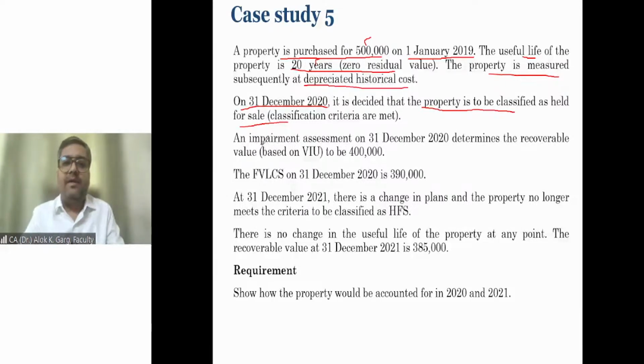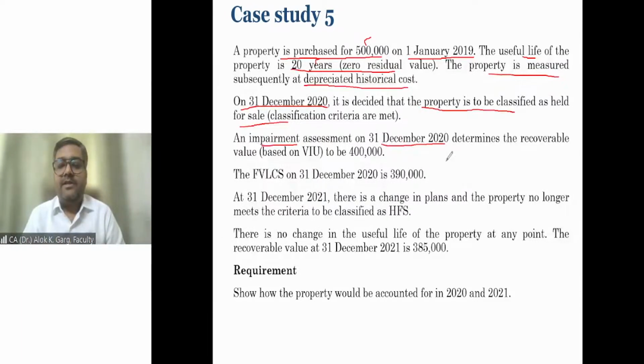An impairment assessment on 31st December 20. On 31st December 20, there is an impairment assessment also, because if there is a negative indicator, you have to assess the impairment.